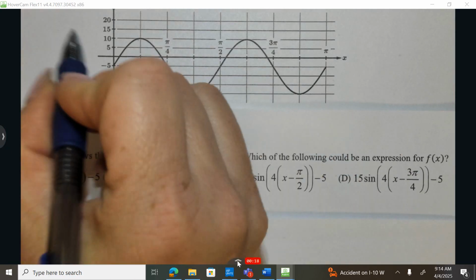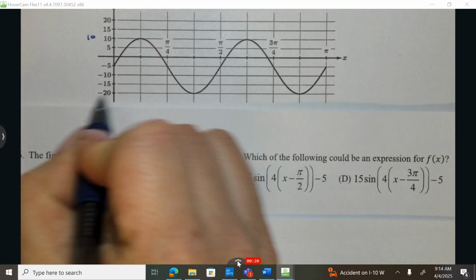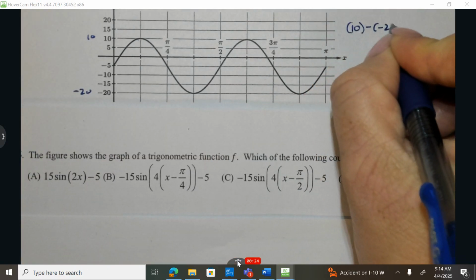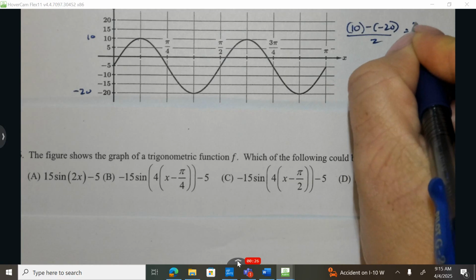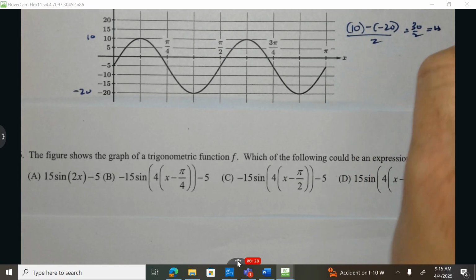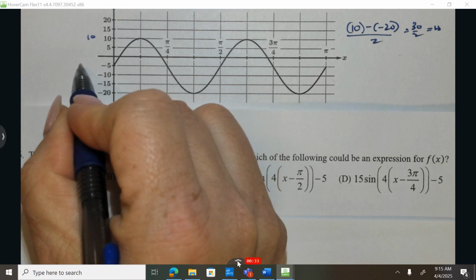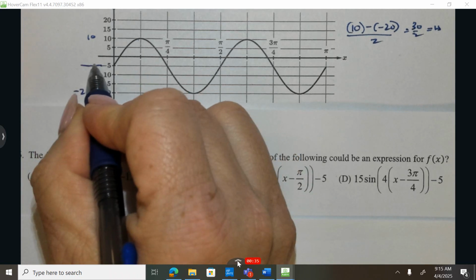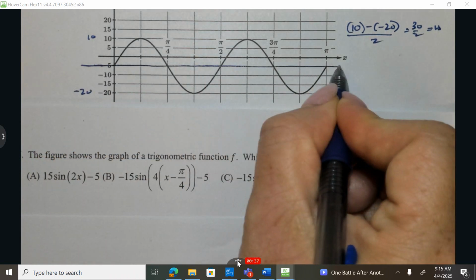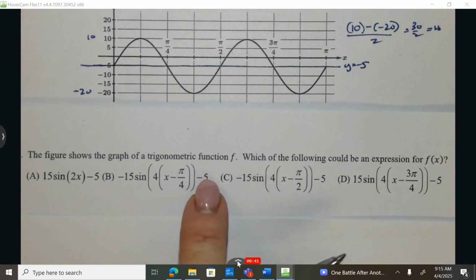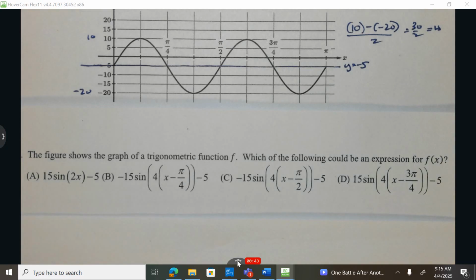So I go from the highest value, which is 10, to the lowest, which is negative 20. 10 subtract a negative 20, divided by 2, would be 30 over 2, which is 15. So the midline should be 15 below or 15 above. So 15 would be right here. If I take 20 and I go up 15, I would be at y equals negative 5. So we have a negative 5, negative 5, negative 5, and negative 5. Okay, that does not allow me to cancel anything out.